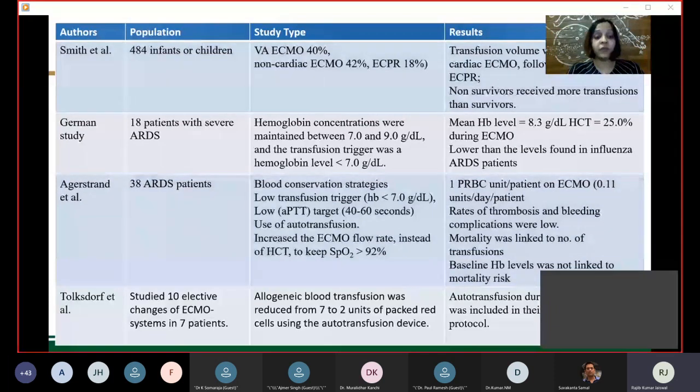They increased the ECMO flow rate instead of transfusing PRBC to maintain SpO2 more than 92%. On average, a total of 1 packed cell was transfused, which was much lower than previously reported rates. They also noted that rates of thrombosis and bleeding complications were not remarkable. The number of transfusions rather than baseline hemoglobin was associated with higher mortality.